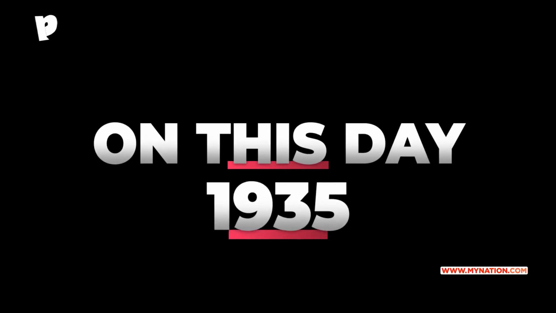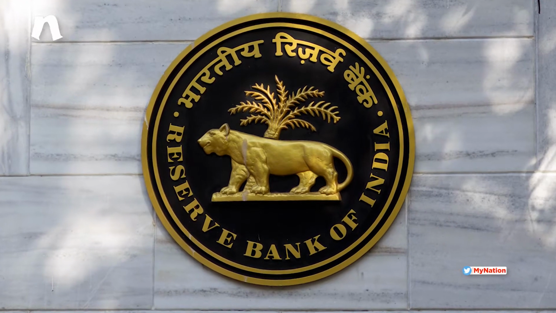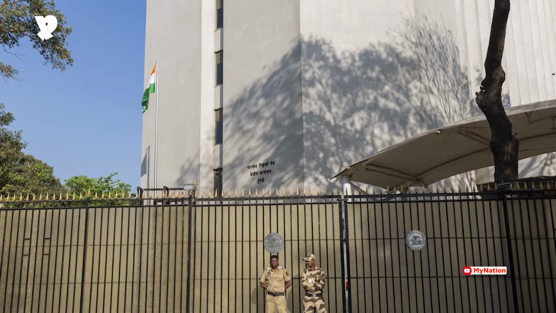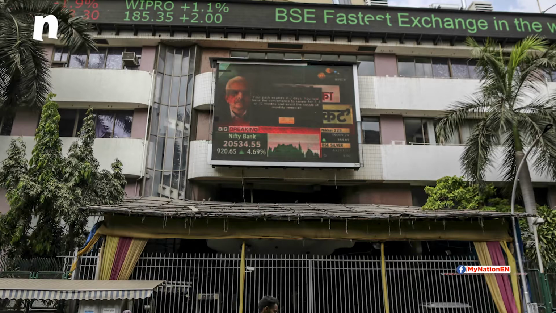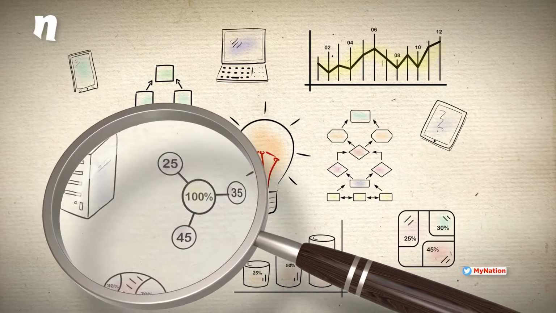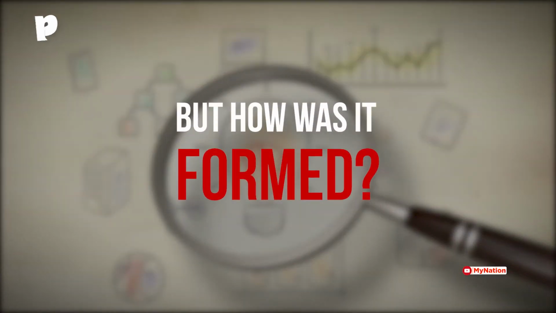On this day in 1935, India's central banking institution, the Reserve Bank of India, was formed. The Reserve Bank of India, or RBI, is India's central bank which controls the issue and supply of the Indian rupee. RBI is the regulator of the entire banking sector in India, and it plays an important part in the development strategy of the government of India. But how was it formed?